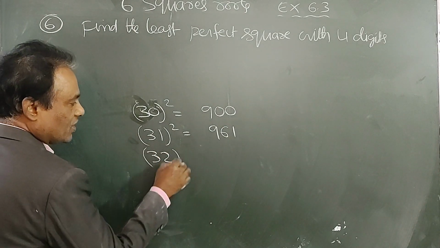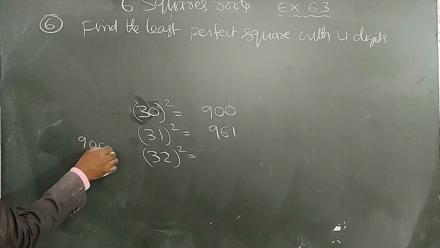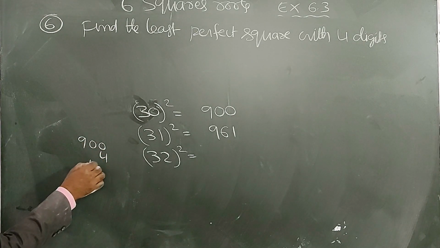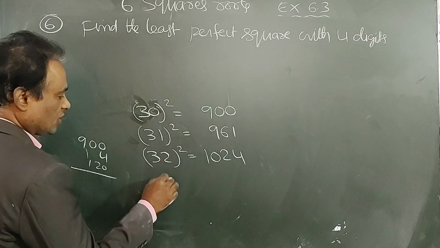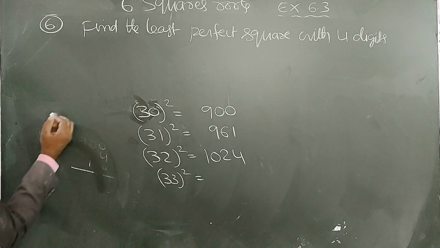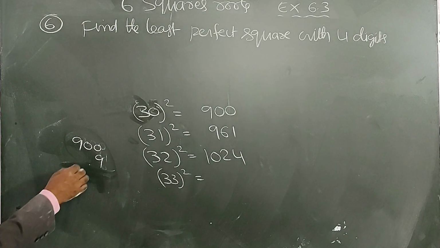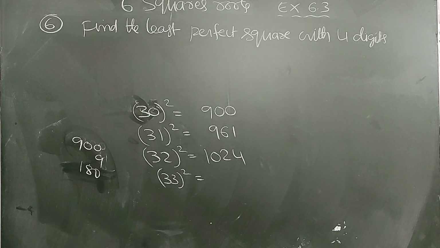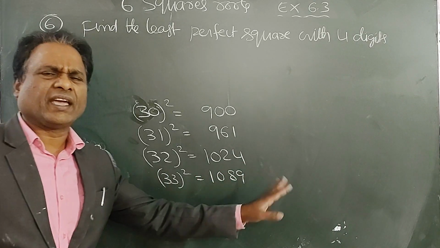32 square. This is also not a 4 digit number, 3 digit number only. 32 square is... 33 square is 33 into 33. 33 into 33 you do only for explanation, don't write. Like this, approximately I explained, only for explanation.